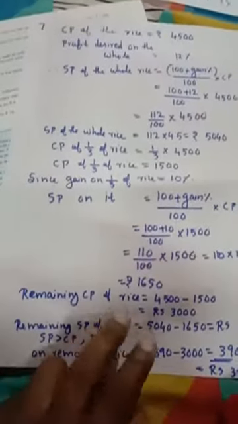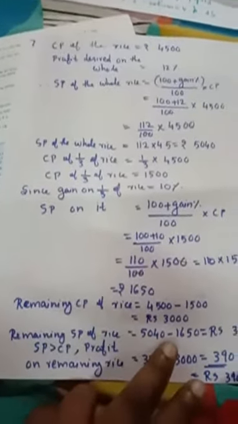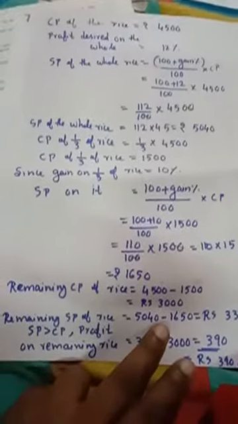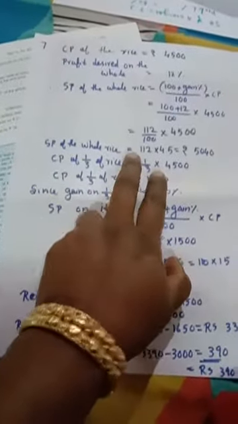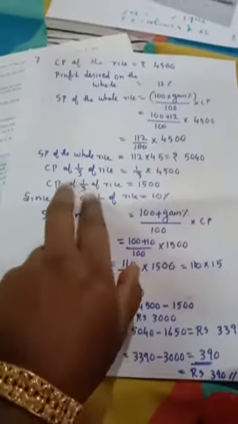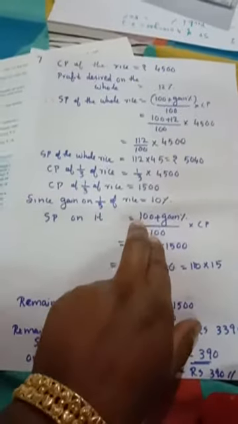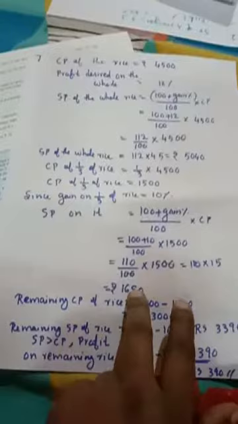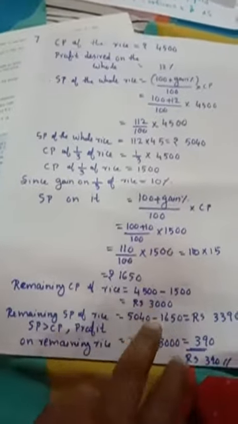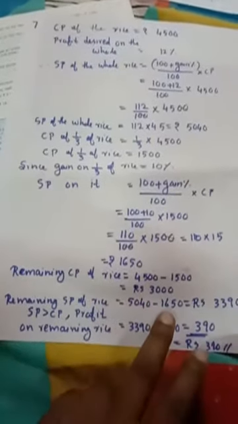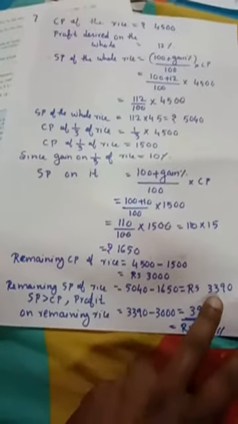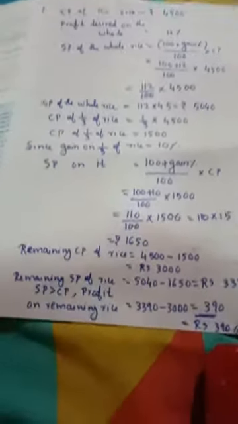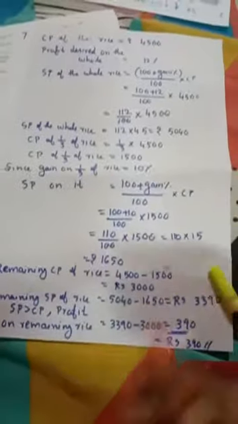See, the remaining SP is equal to whole SP minus 1/3 of SP, or SP of 1/3 of rice. What is the SP of the whole rice? 5040. And what is the SP of 1/3 of rice? 1/3 of rice is 1650. So 5040 minus 1650 is equal to 3390.